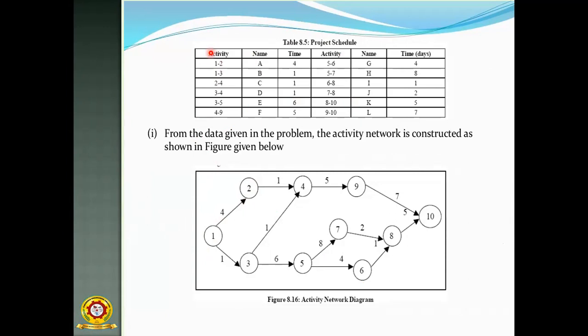Okay, directly they are giving the preceding activity and the successor activity. One is the predecessor activity, two is the successor activity. One is the predecessor activity, three is the successor activity. So I have to assume like this.